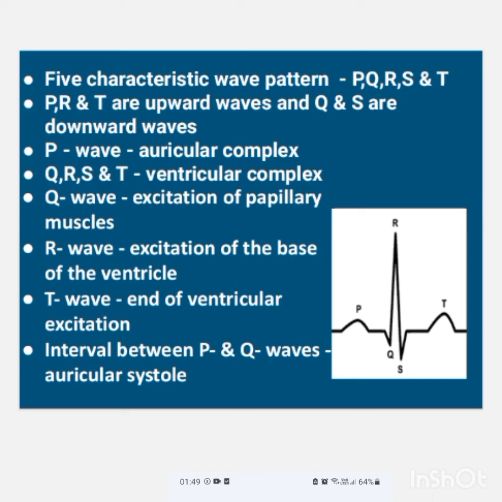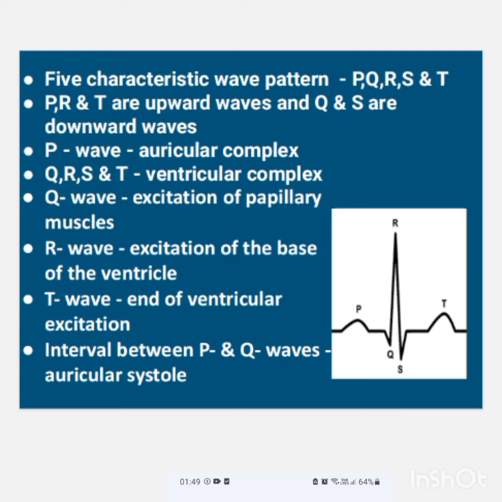P wave represents the depolarization of auricular muscles. Therefore, it is called auricular complex. The magnitude of the P wave reflects the functional efficiency of the SA node. Q, R, S and T waves represent the initiation and depolarization of ventricular muscles. So, they constitute the ventricular complex.